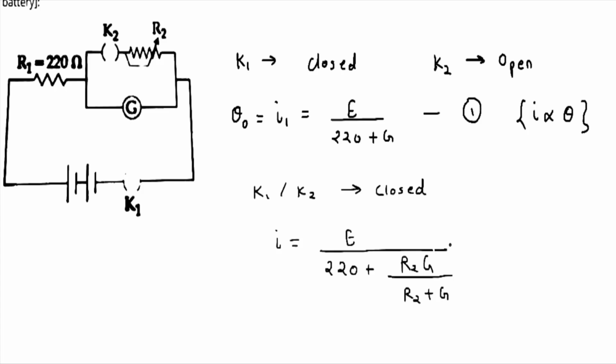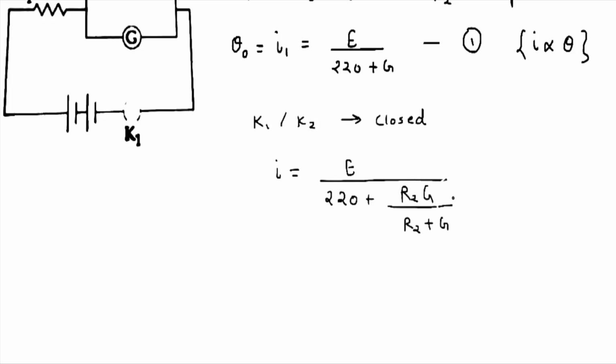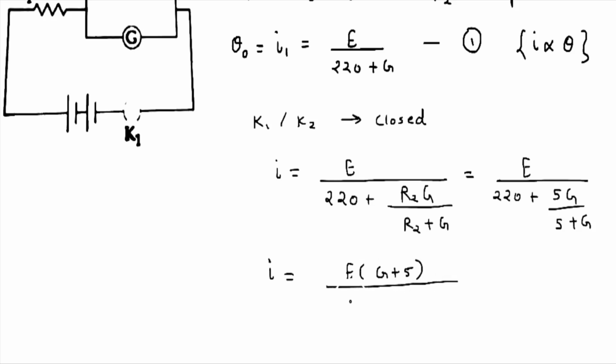Alright, and we have been given the value of R2 to be 5 ohm. We will substitute the value of R2 as 5, so we can write it as E over 220 plus 5G divided by 5 plus G. On cross multiplying, we will get the value of total current in the circuit as E into G plus 5, divided by 1100 plus 220 G plus 5G, that comes out to be 225 G. I'm directly writing 225 G.